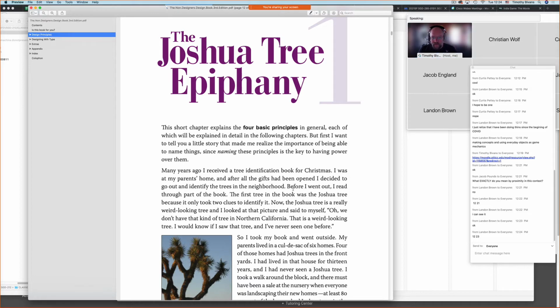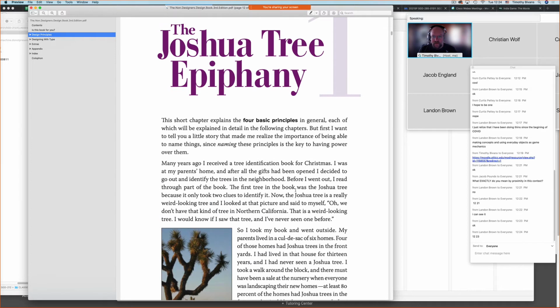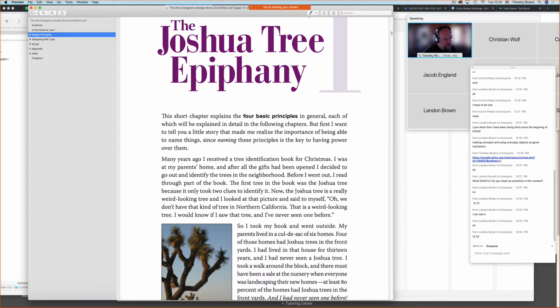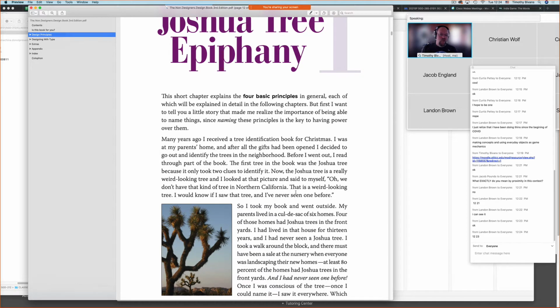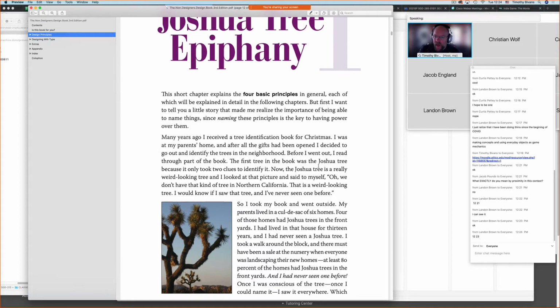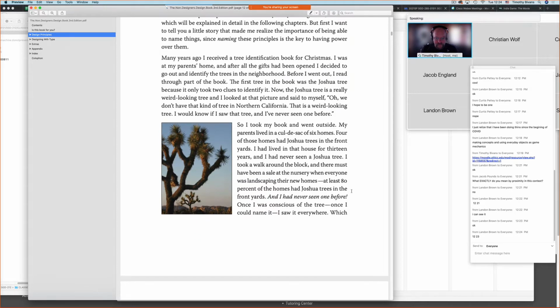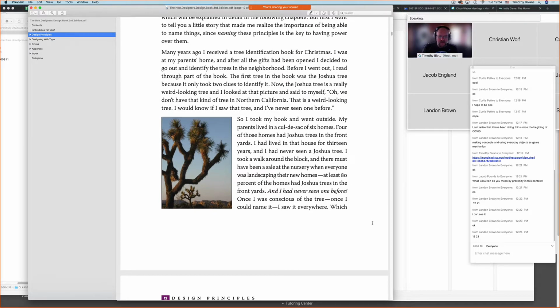The author, on page 11 of the book, in The Joshua Tree Epiphany, basically says he was never sure what a Joshua tree was. But once he saw one Joshua tree, he started seeing them everywhere. Once he was conscious of the tree, once he could name it, he saw it everywhere.